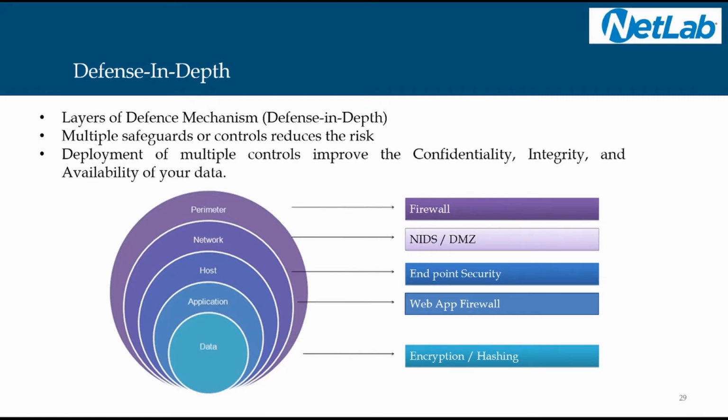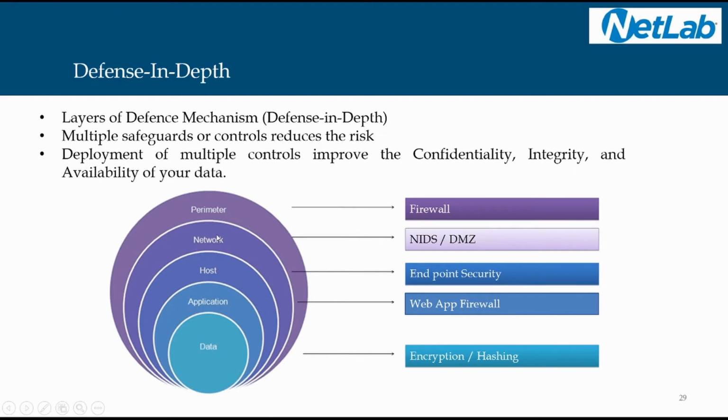Defense in depth. Layers of defense mechanism, that is what defense in depth is. Multiple safeguards or controls reduce risk. See, there is a perimeter. If you come inside the organization, still you will touch the network. If you come inside, you will have the system. Still inside, the system will have the application. Inside that, you will have the data. So any hacker who has to touch the data has to get through all these layers.